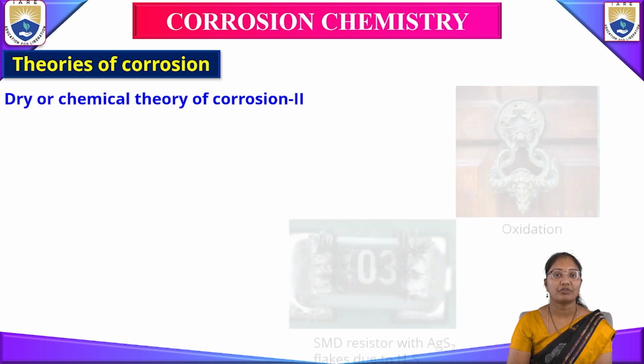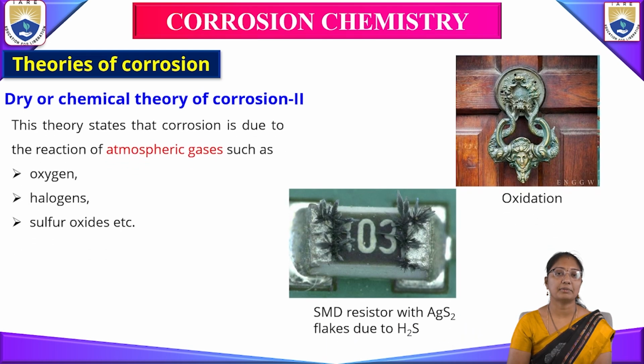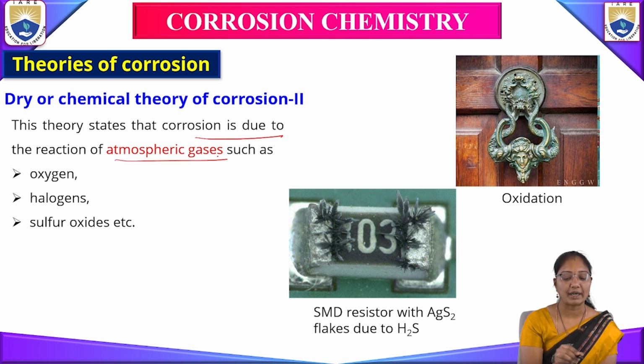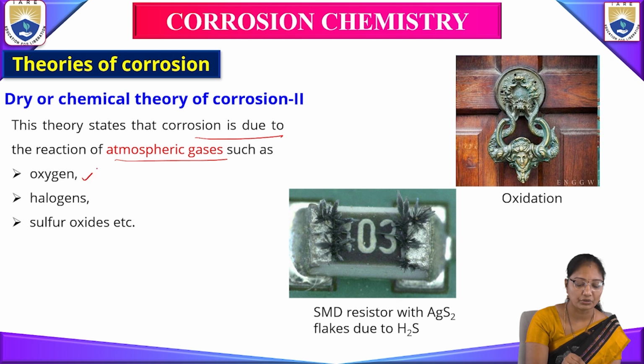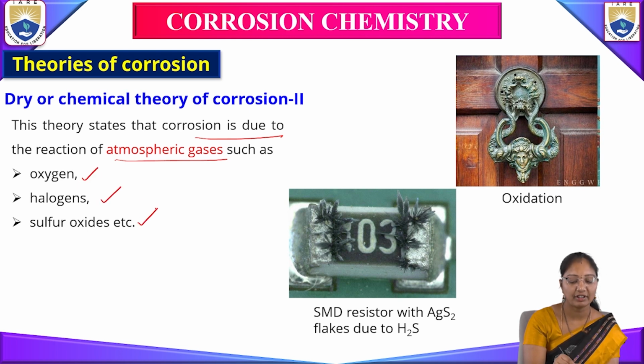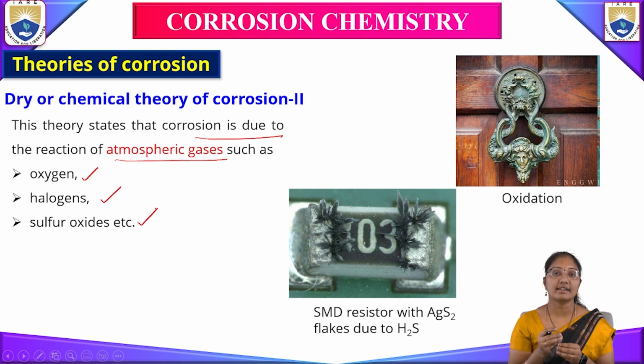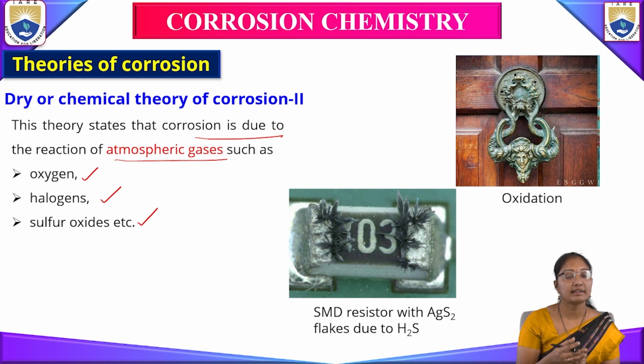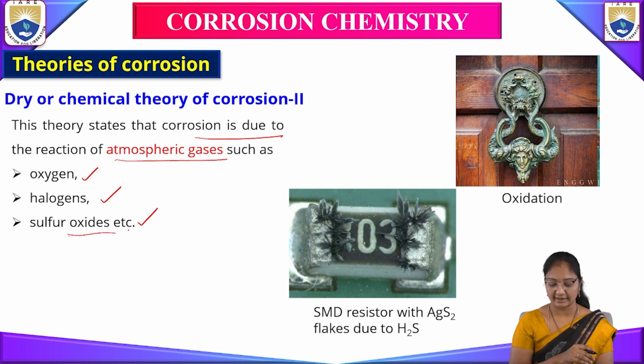So the next theory of corrosion is the dry or chemical theory of corrosion. This theory states that corrosion is due to the reaction of atmospheric gases such as oxygen, halogens and sulfur oxides. The metals are attacked by three atmospheric gases, namely oxygen, halogens and sulfur oxides. Halogens are chlorides, fluorides, and so on.